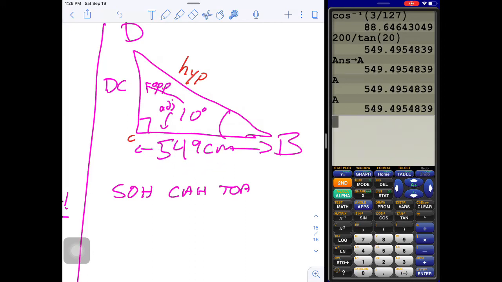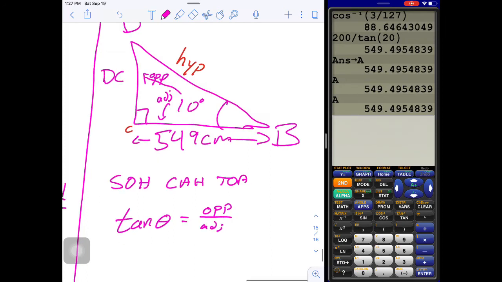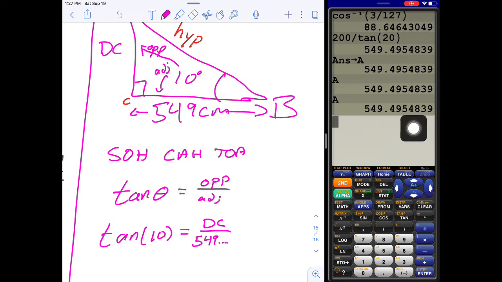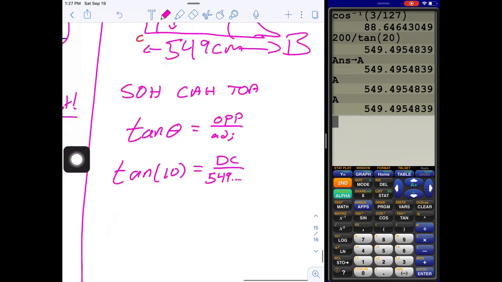The thing we have, the thing we need, how do they relate? Well, that would be through tan, opposite over adjacent. So we're going to use tan. Tan angle equals opposite over adjacent. Now let's plug in the things we know. The angle, so tan 10 degrees. In terms of 10 degrees, where's the opposite? The opposite is D to C. And the adjacent is your 549, but I'm going to put dot, dot, dot here because remember, we need to use the non-rounded value.